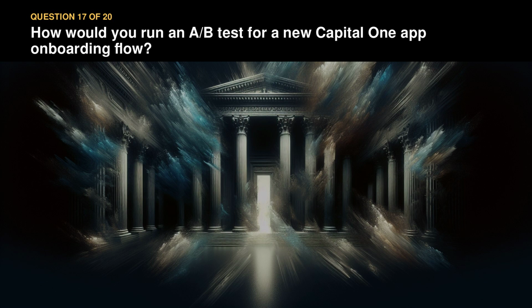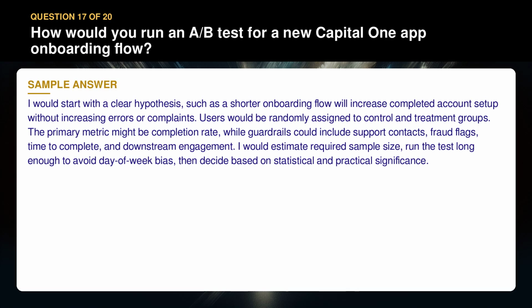Question 17. How would you run an A/B test for a new Capital One app onboarding flow? I would start with a clear hypothesis, such as a shorter onboarding flow will increase completed account setup without increasing errors or complaints. Users would be randomly assigned to control and treatment groups.